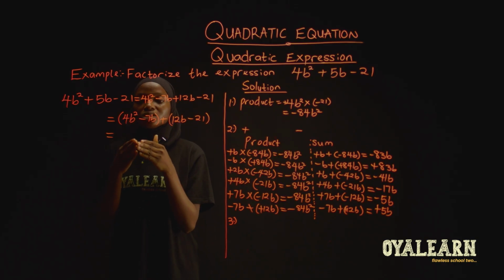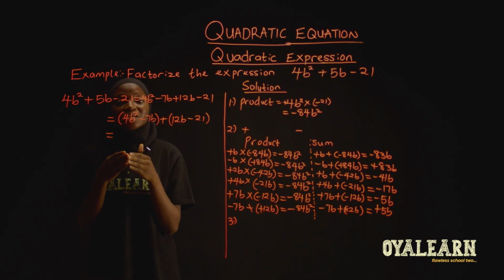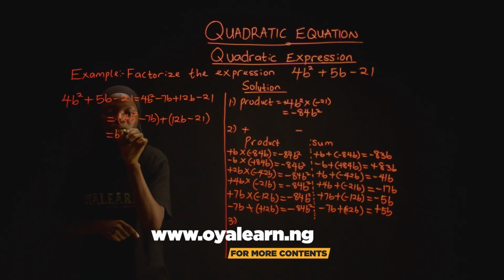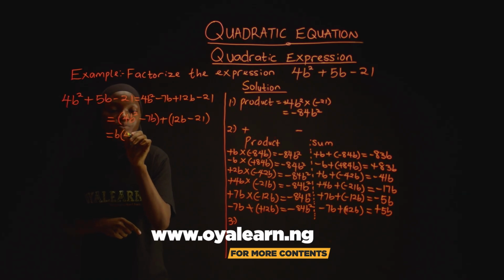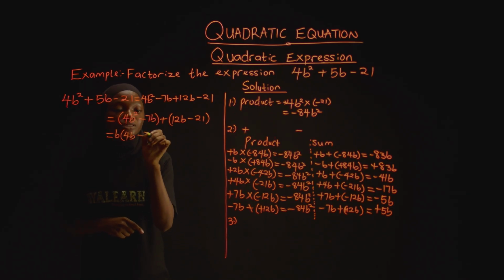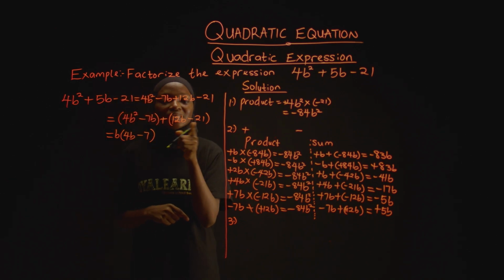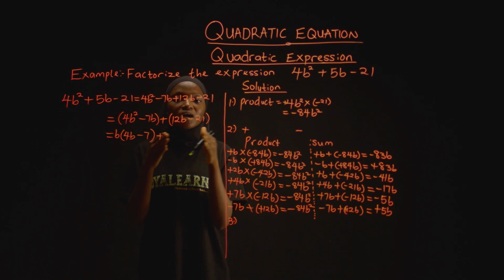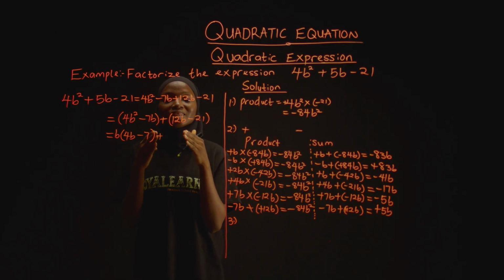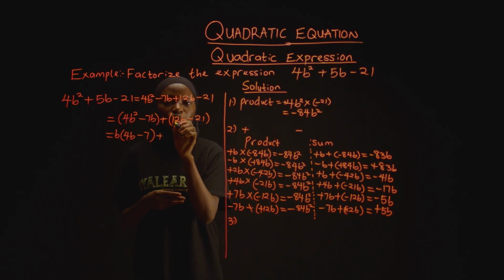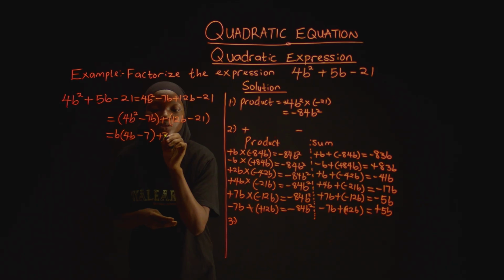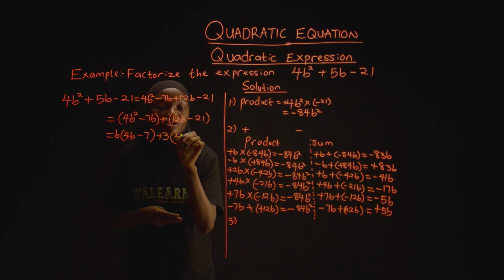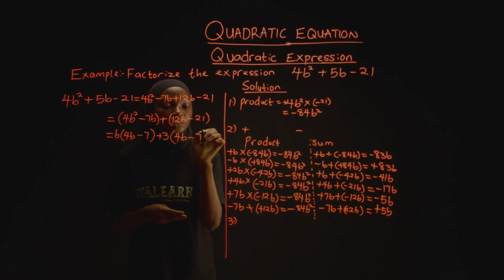So here we look for what we can factorize out from each of these brackets. What can we factorize out here? The common term that we can factorize out here is b. So when we bring out b here, we'll be left with 4b, then minus 7. The same thing here, we already have our plus sign. What other number can we factorize out here? We can factorize 3 out, because 3 is a factor of 12 here, and 3 is a factor of 21 here. So when we bring out 3, we'll be left with 4b minus 7.